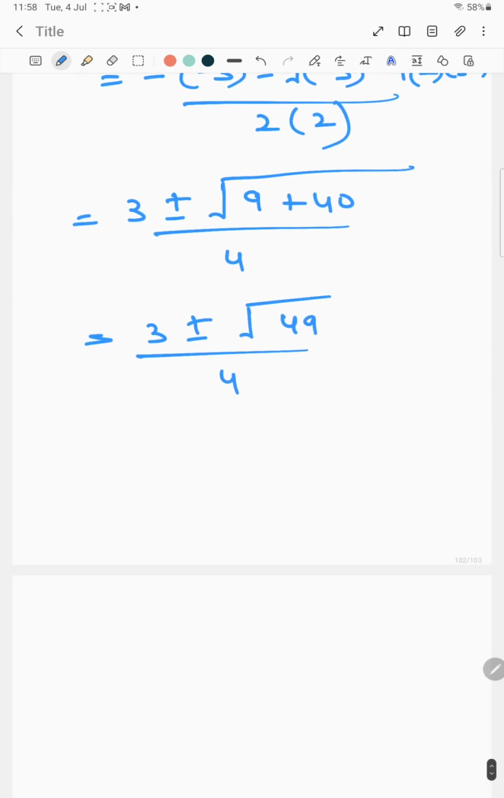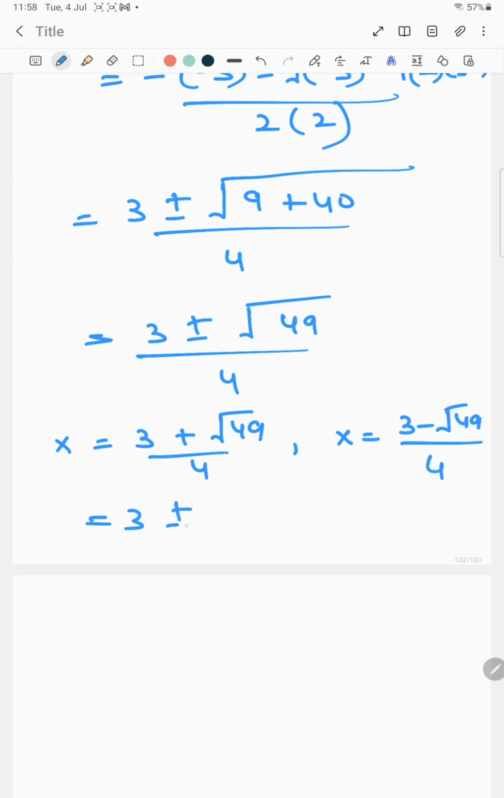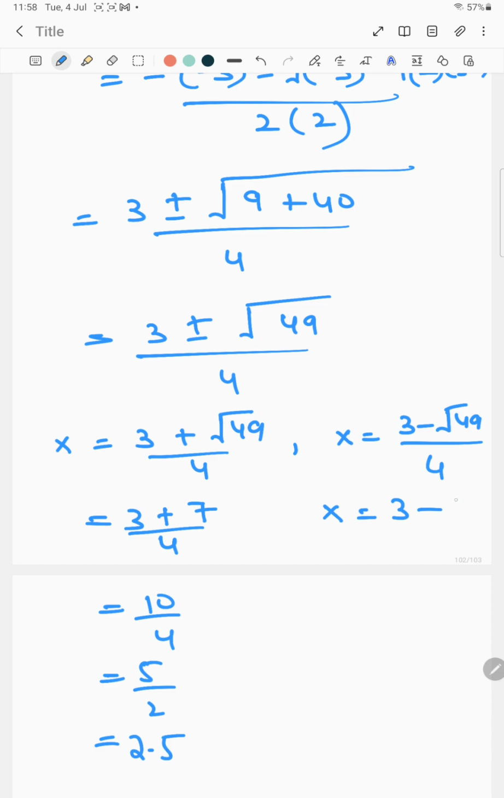Now first we will write it with the plus sign. 3 plus square root 49 divided by 4, and then we will write it with the negative sign. The square root of 49 is 7, divided by 4, so 10 by 4, so divided by 2, 5 by 2, and then you can write 2.5, or you can write it in fraction form. 3 minus square root of 49 is 7, divided by 4, so minus 4 by 4, the answer will be minus 1.